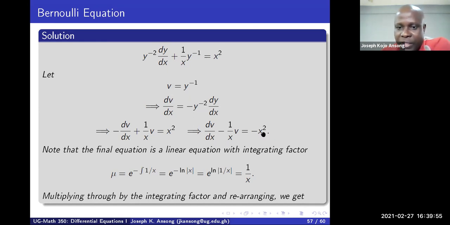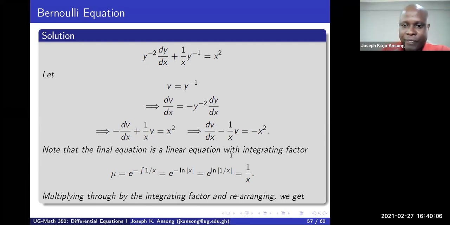And now this equation that we have is a linear equation, and the integrating factor, if you remember, go back to the video on linear equations if you have forgotten. Once it's linear, we can find the integrating factor, and that is equal to e raised to the power minus integral of 1 over x dx. There should be a dx here. And that is e to the negative ln x. I can take the negative up here, and I have e to the ln of 1 over x. e and ln cancel out, so finally I have my integrating factor to be 1 over x.